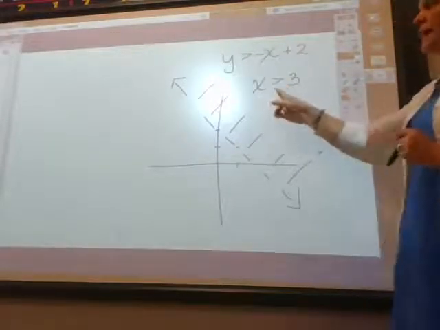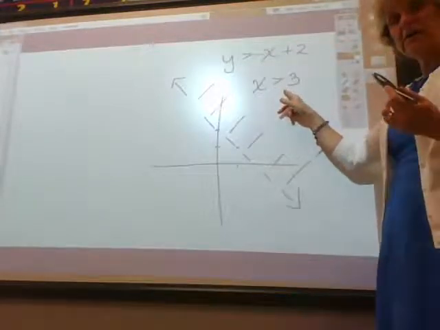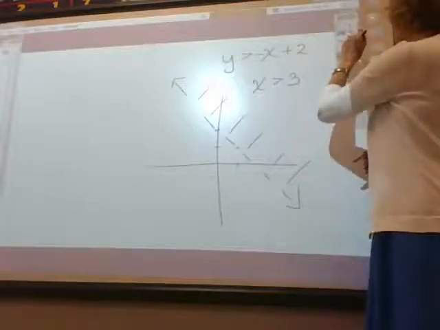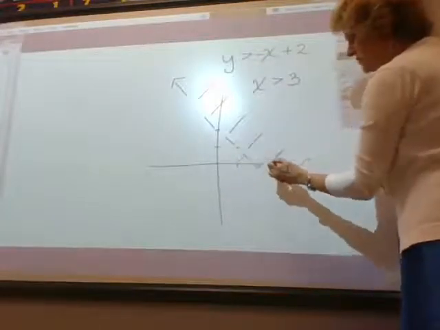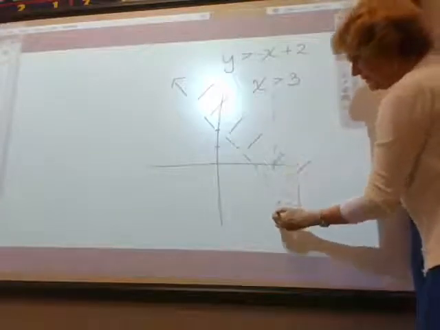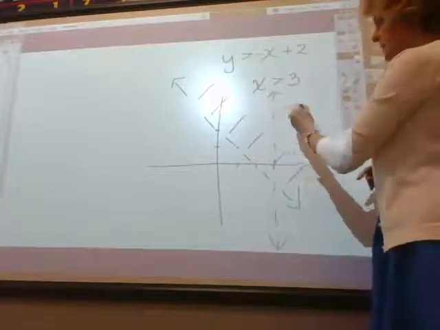Now let's do this one. x is greater than 3. Okay, x lines are vertical, right? So let me change colors, maybe that would be good. So 1, 2, 3. So this one is like this. And again, I want greater than.